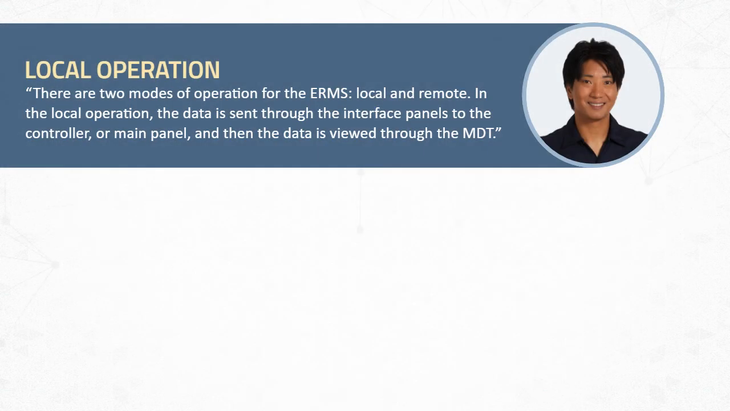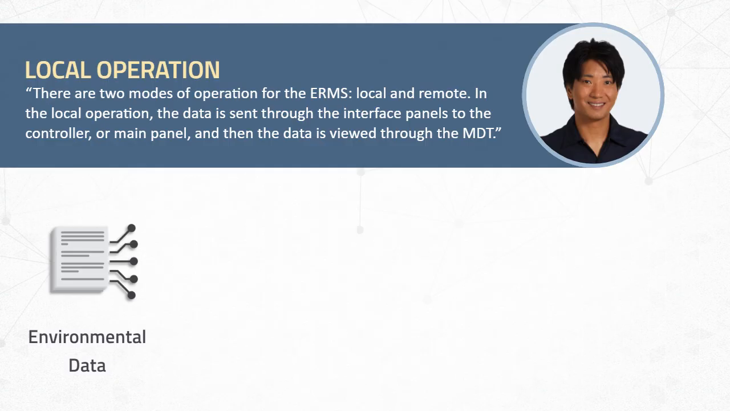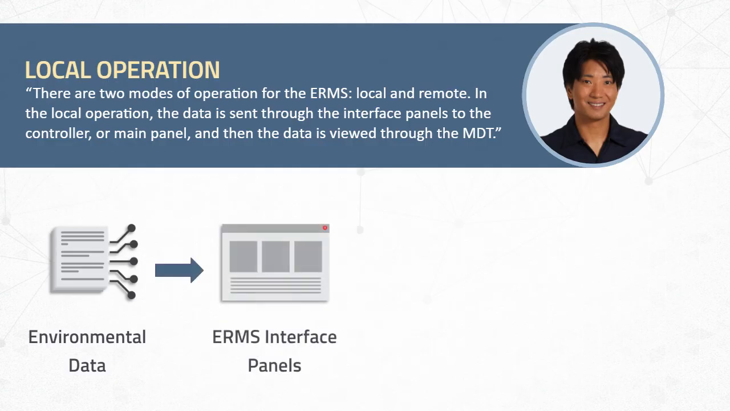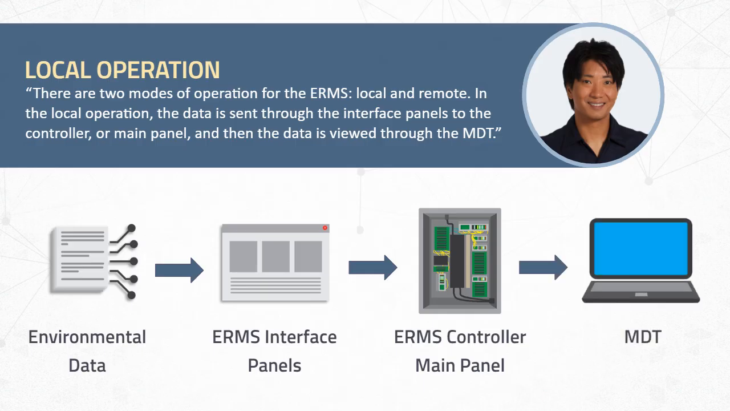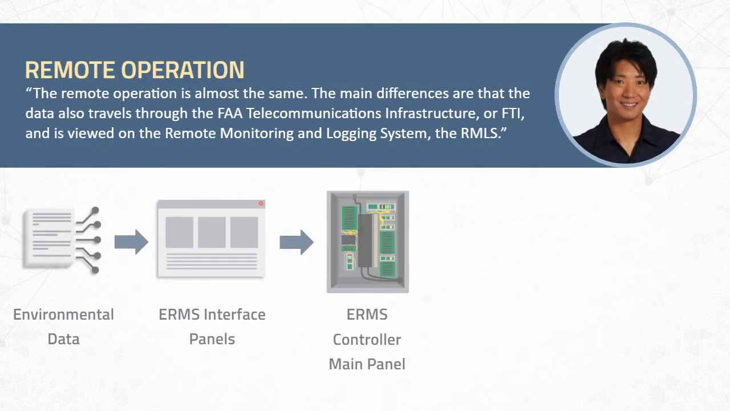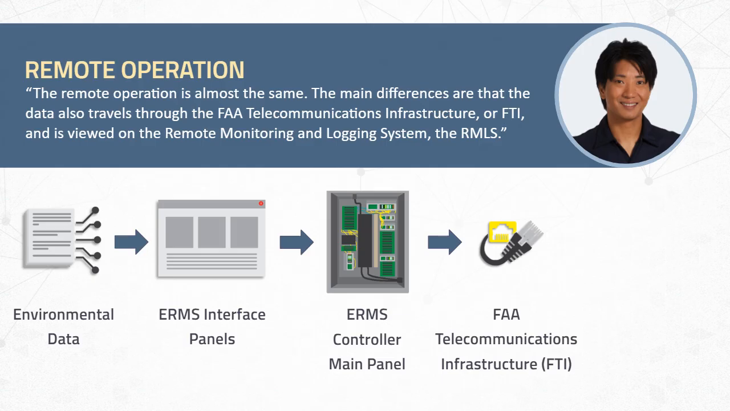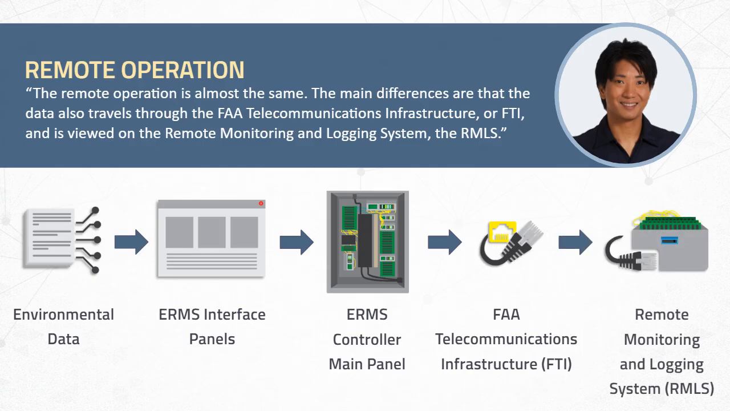There are two modes of operation for the ERMS, local and remote. In the local operation, the data is sent through the interface panels to the controller, or main panel, and then the data is viewed through the MDT. The remote operation is almost the same. The main differences are that the data also travels through the FAA Telecommunications Infrastructure, or FTI, and is viewed on the Remote Monitoring and Logging System, the RMLS.